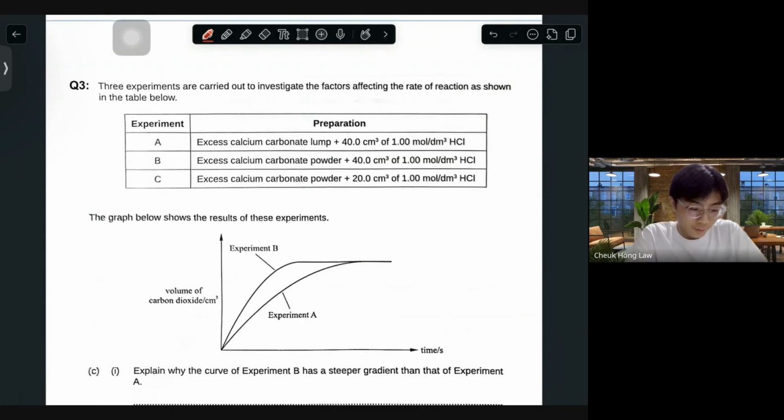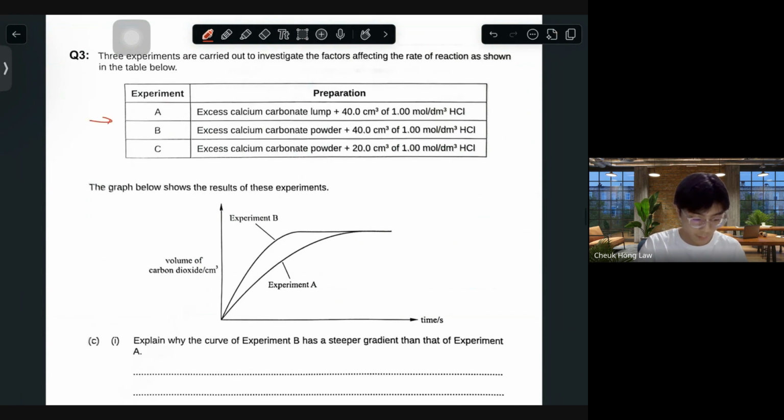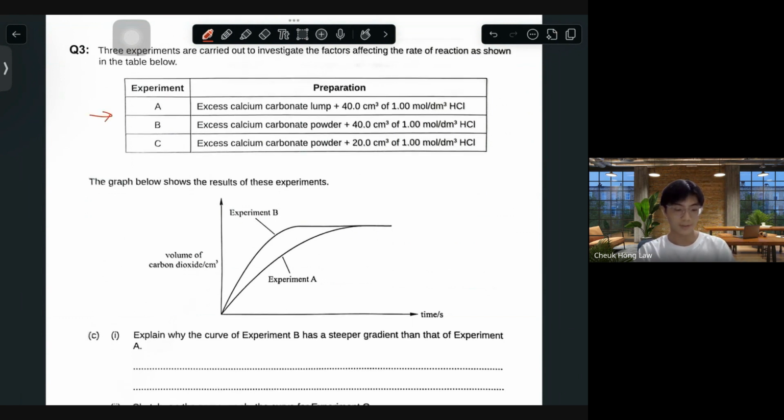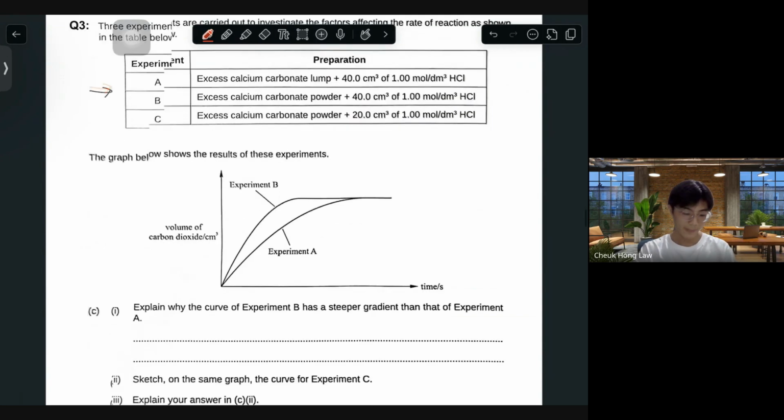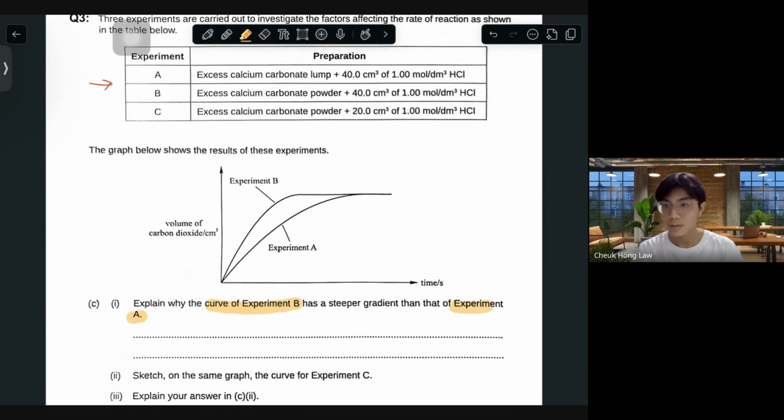Okay, question 3. 3 experiments are carried out to investigate the factors affecting rate of reaction as shown in the table below. Okay, so later I'll go through this table. The graph below shows the results of these 3 experiments. Explain why the curve of experiment B has a steeper gradient than that of experiment A. Can you say that there are 8 small cubes versus 1 large cube? So there are more particles and hence higher collision rate.